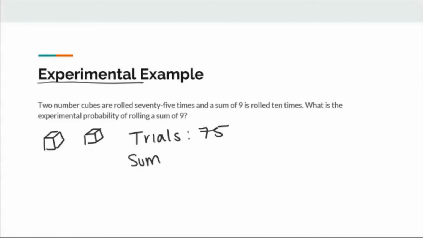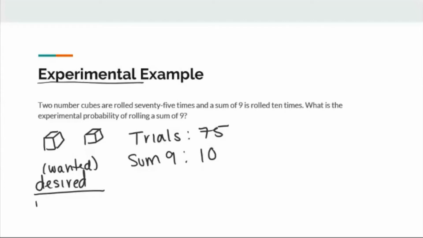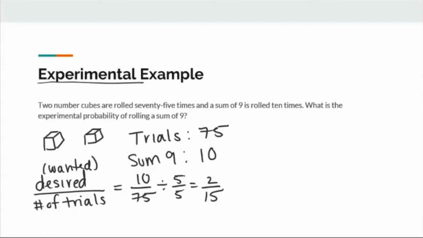So that happened 10 times. We want to know, what is the experimental probability of rolling a sum of 9? Well, we can just look at the number of desired outcomes, desired or wanted, out of the total number of trials, or how many times we rolled the dice. So we know that that's 10 out of 75. If we simplify that, if I take out 5 from the top and bottom, we get 2 out of 15.